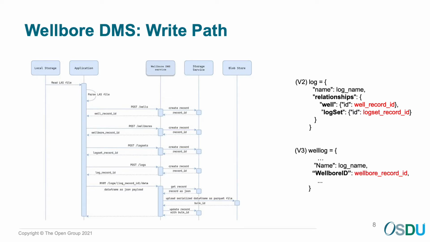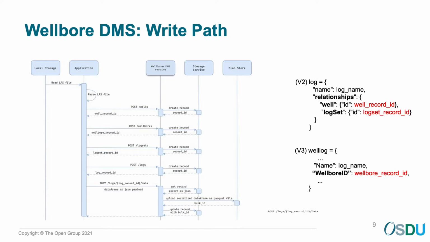Now let's elaborate on how to create relationships between records in this case. So by submitting a log, you provide specific information about this log, for instance, name. And then you add a relationship section that refers to parent entities, where the wellbore will be the parent of the log and the well will be the grandparent. Each entity has the schema, and you will need to specify the relationship according to those schemas. A log set is created in a similar way. In the standard schema, Wellbore ID is used instead of the relationship property.